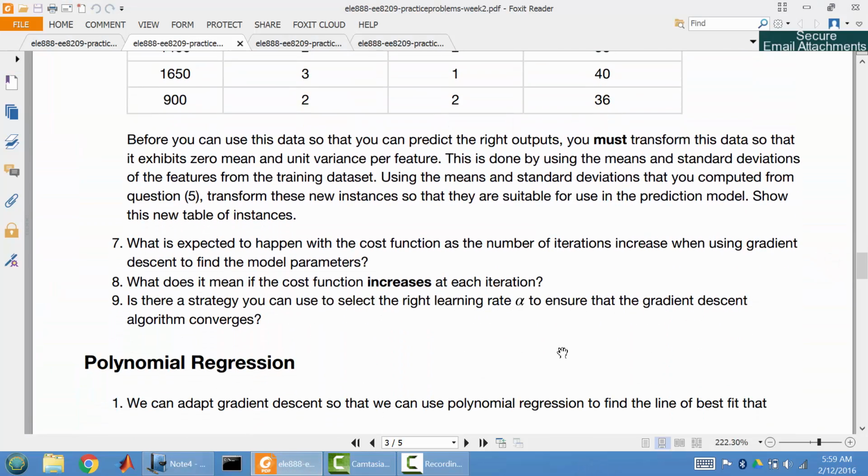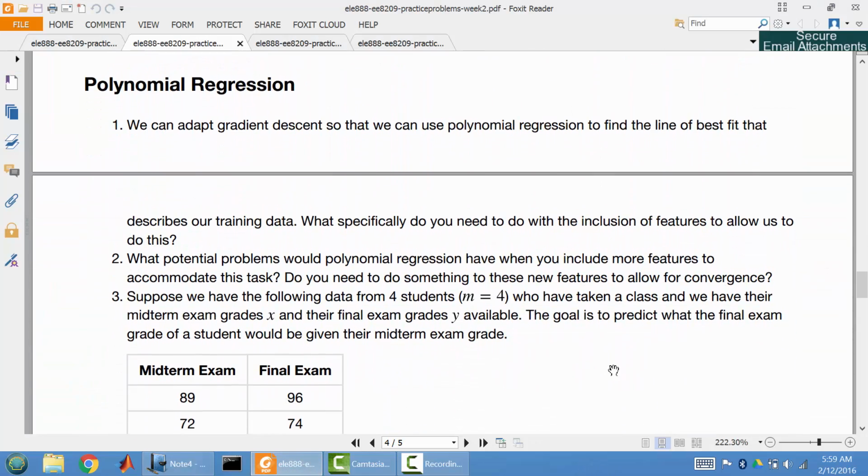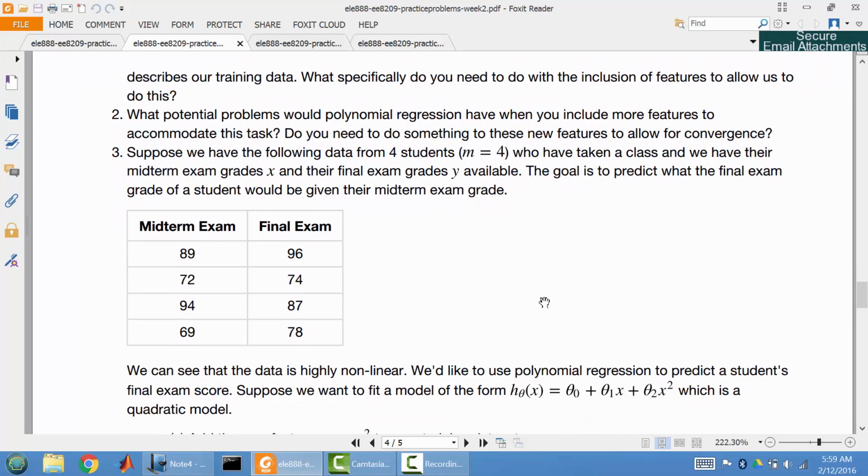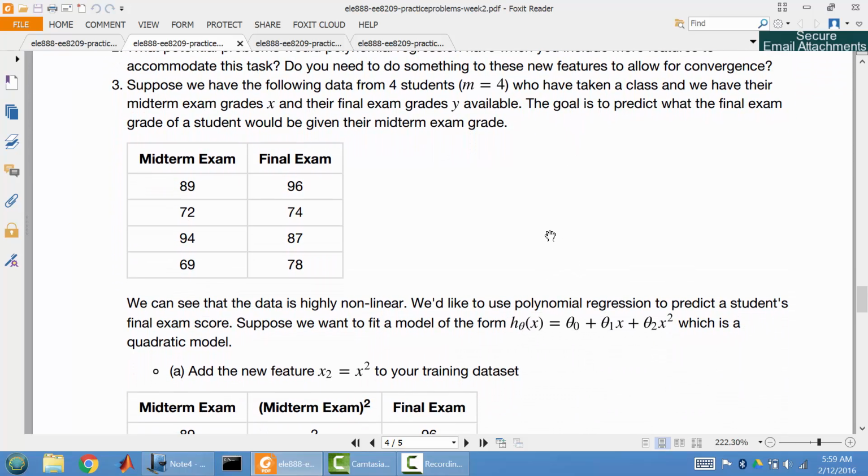Okay, so we're going to continue on. The next topic is polynomial regression. So we've got this data here. Let's say we had a bunch of midterm grades, and the objective was to be able to predict what the final exam grade would be of a student, given that they had a midterm that already took place.